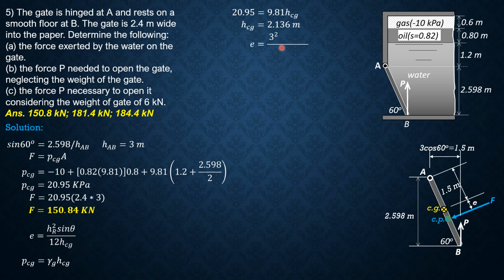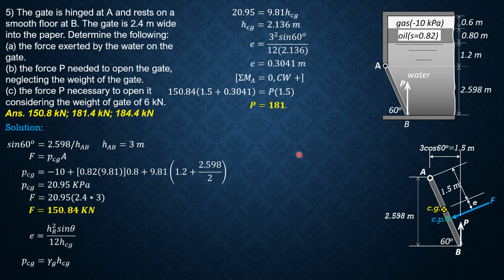Having found h sub CG, we can now solve for e. Height of rectangle is 3 squared sine of 60 degrees over 12 times 2.136. So e is 0.3041 meters. We now set up the equilibrium equation, summation of moments about A equals 0, to solve for P. Clockwise positive, so it is F, 150.84, times the quantity 1.5 plus 0.3041 meter, equals P times 1.5. Solving for P, P is 181.42 kilonewtons.